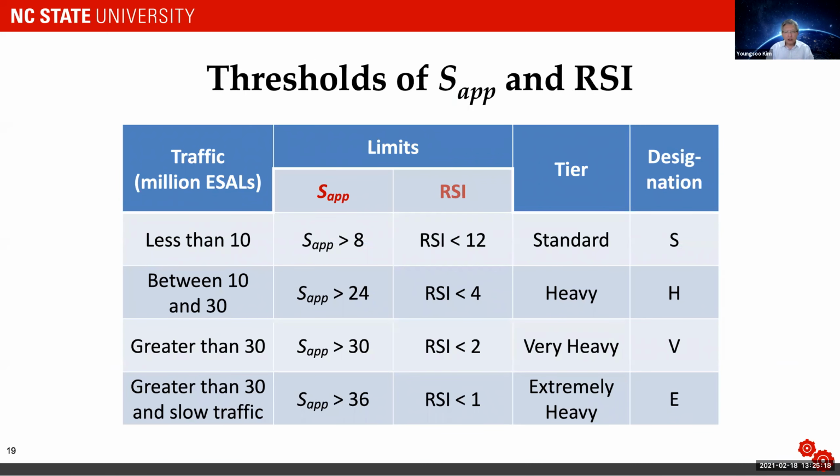And we have test results from over 100 different mixtures. So we were able to use the intended use of those mixtures and develop these threshold tables for SAP and RSI. So if traffic level is less than 10 million ESALs, SAP has to be greater than 8, RSI has to be less than 12. So RSI is the maximum value, SAP is the minimum value, and for heavy traffic between 10 and 30, we have another category and so forth. Okay?